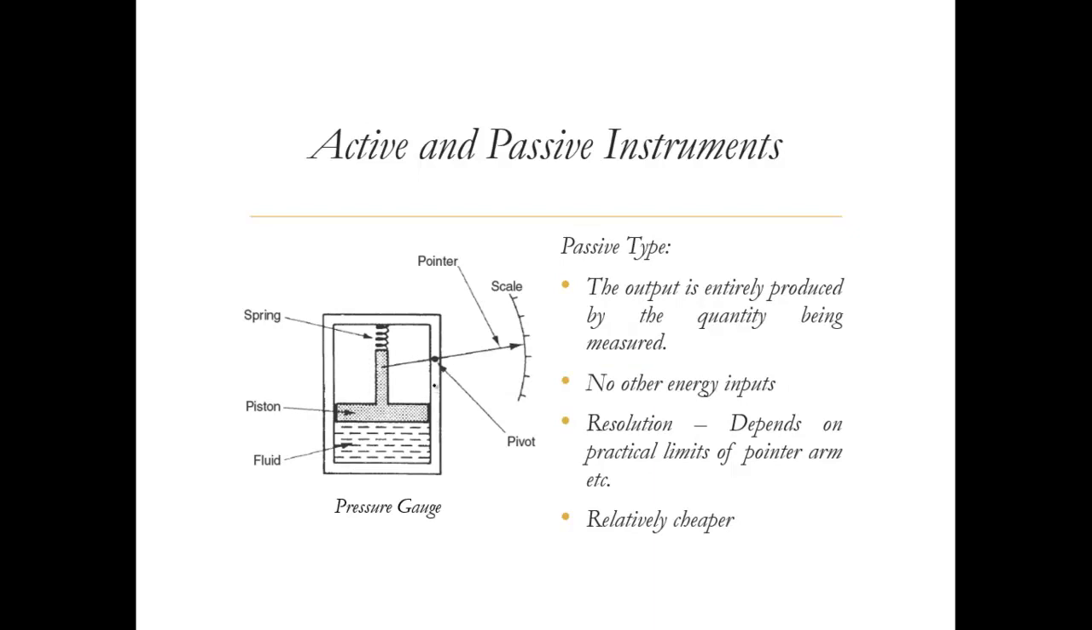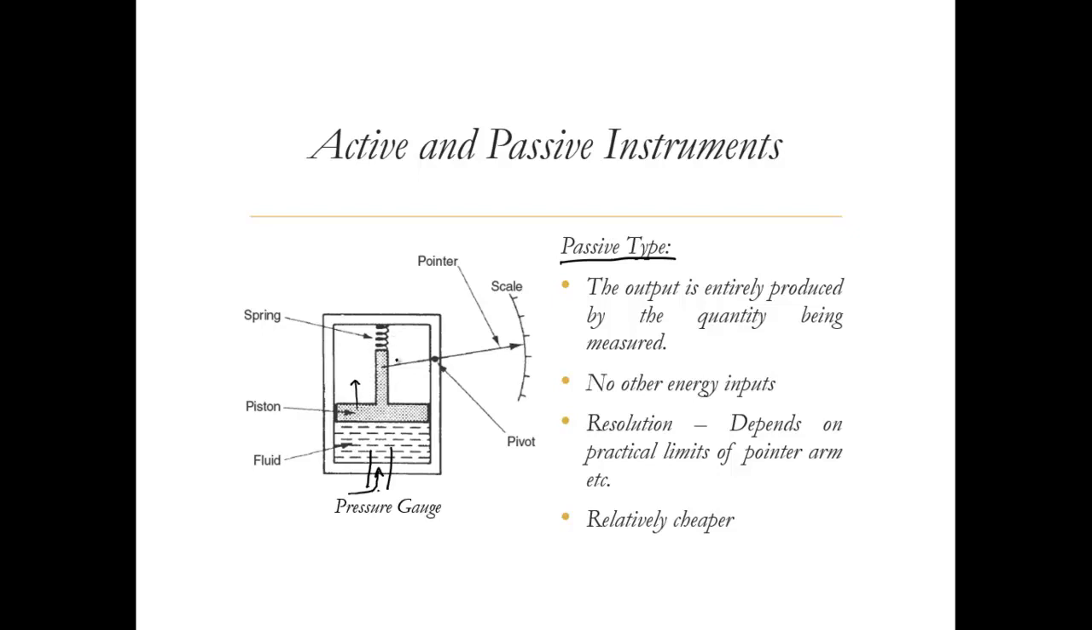In the passive type, an example is a pressure gauge where we want to measure the pressure of a fluid. For example, there's a fluid or liquid that is coming from here. We want to measure the static pressure of the liquid. We have seen an example similar to this. There's a piston and there's a rod and there's a spring. So the moment the pressure increases, this piston moves up. Accordingly, the spring gets compressed.